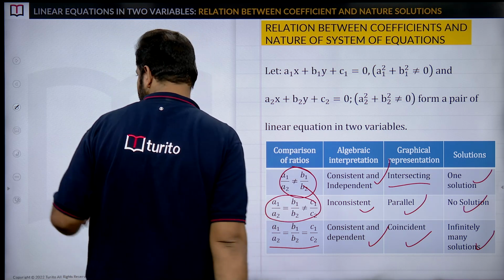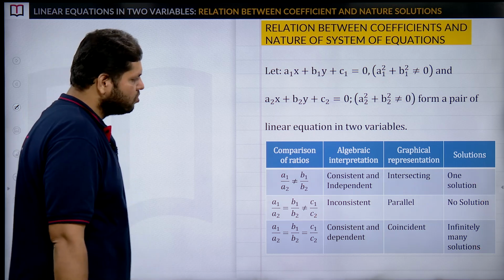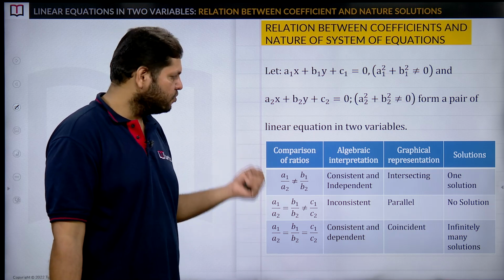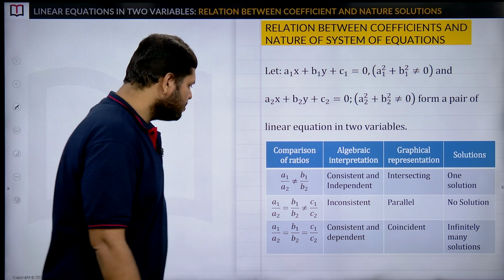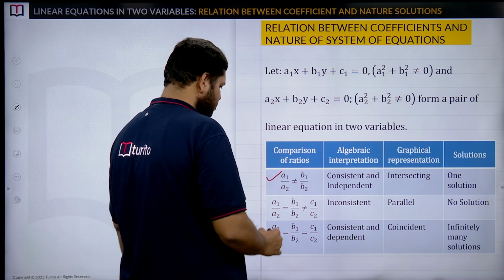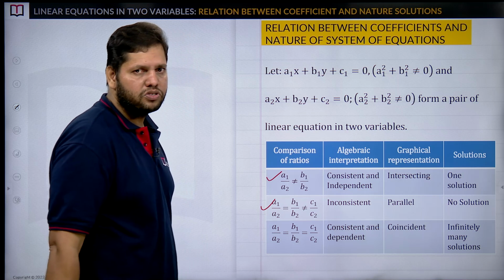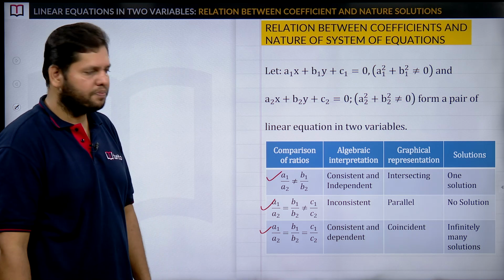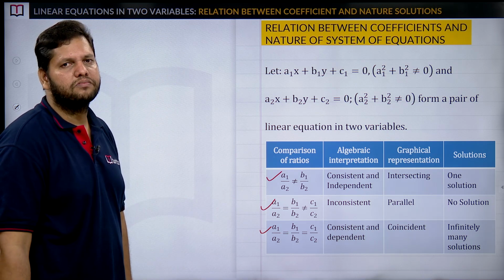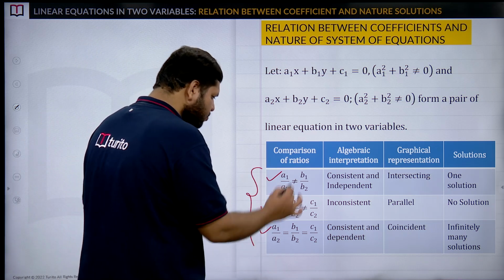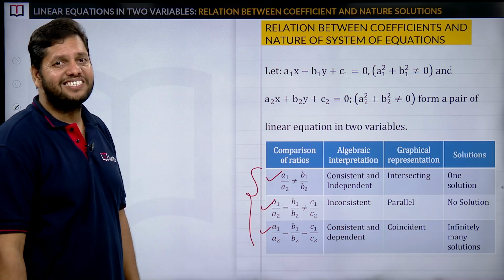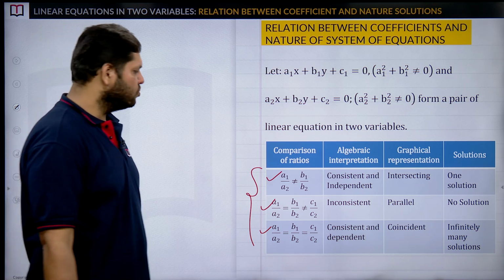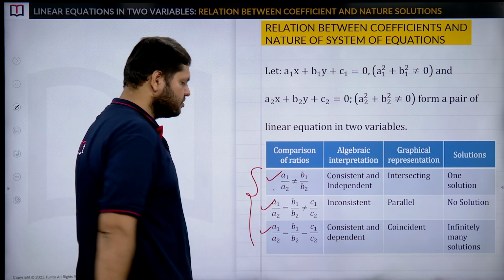Okay, children. So children, try to remember these three conditions. Based upon these three conditions, we are going to solve the questions, whether the solutions of equations are infinitely many or unique. First one, A1 by A2 is not equal to B1 by B2, and A1 by A2 is equal to B1 by B2 is not equal to what? C1 by C2. And next condition, A1 by A2 is equal to B1 by B2 and equal to what? C1 by C2. So based upon these three conditions only we can decide whether the lines have single solutions, many solutions or no solution. Clear, children? Just try to remember these three conditions.